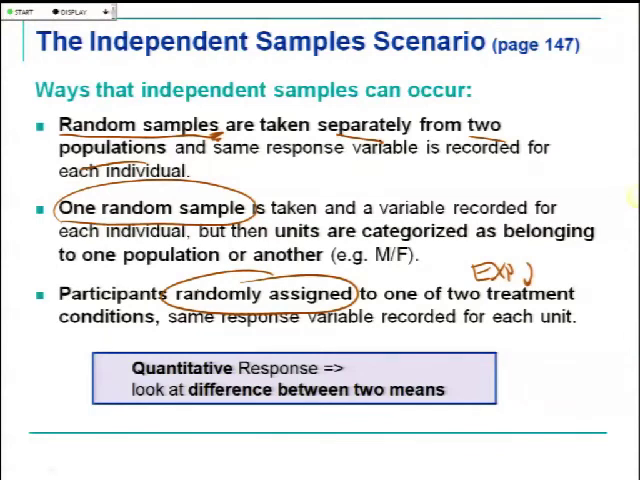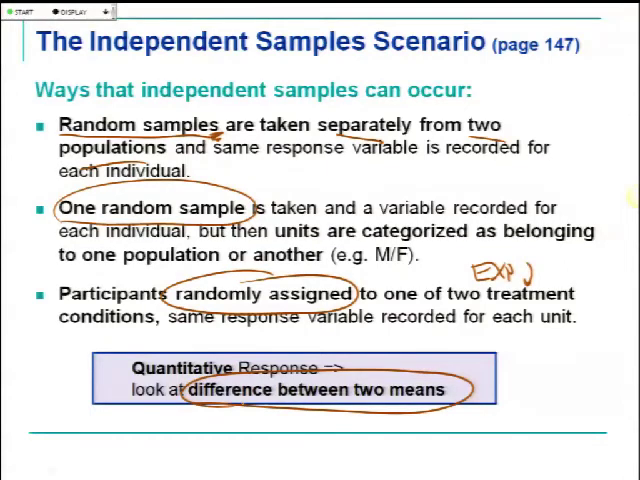Now, we did have randomization used in our knob turning example. We discussed that we should randomize which knob they do first. So there was randomization there, but not in terms of assigning them to one treatment or the other. Everyone still did both knobs. Our response is quantitative, so we're still going to talk about means. But now, because they are separate populations with independent samples from each, we're going to be looking at the difference between the 2 means, rather than the mean of the differences when it's paired.